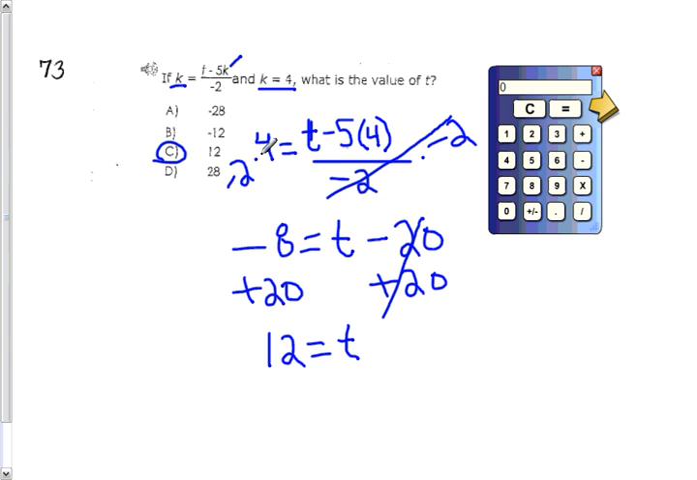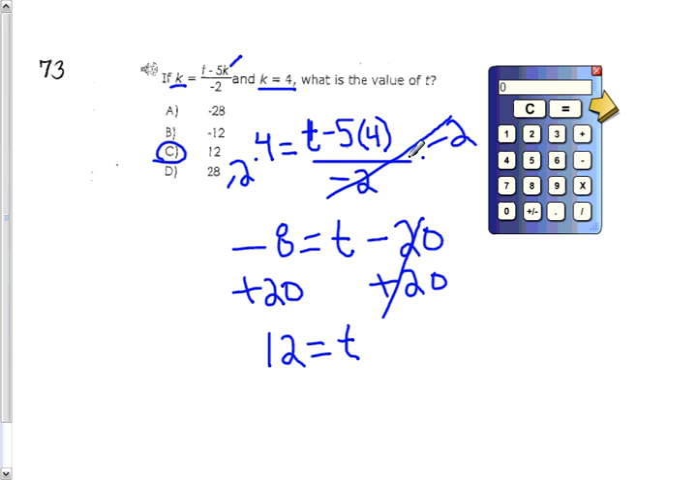Now, the other strategy you can do is where I had substituted in here before we did any of the inverse and canceling out, you could have taken an answer choice and put it in for t to see if that would give you the correct answer. You can also check this way. So if I substitute 12 in for t, right here I have 12 minus 5 times 4, and that was 20. So 12 minus 20 is a negative 8. Negative 8 divided by negative 2 is a positive 4. Negative divided by negative is a positive, so it does check to be the correct answer.